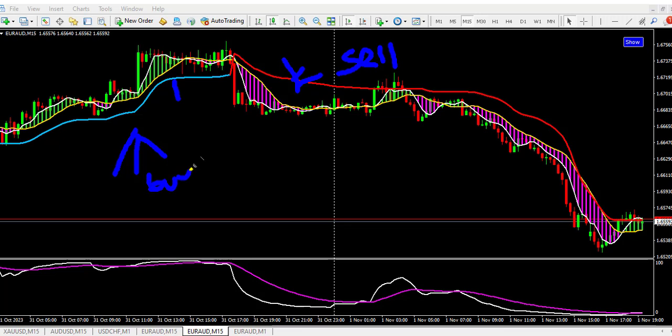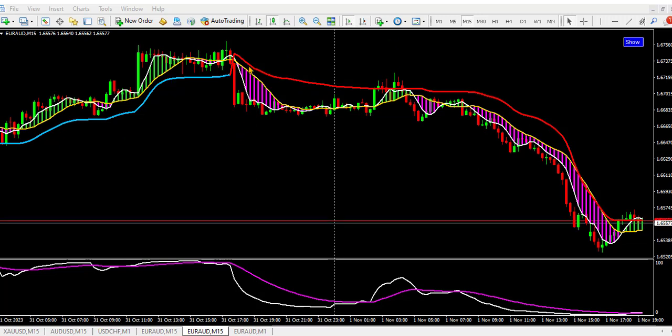But the fact that it turns to aqua or red color does not mean you will enter that trade immediately. The fact that it turns to red for sell or aqua for buy does not mean you have to take that trade immediately. Do confirm it with the other indicators in the indicator window before you enter your trade.